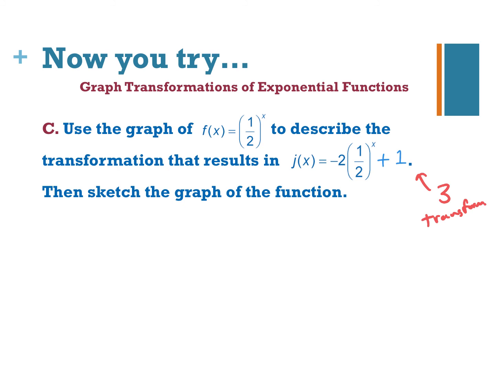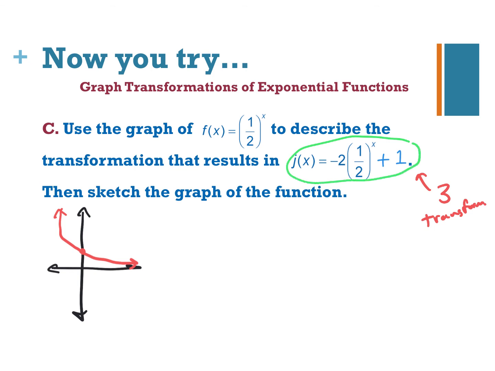So it looks like we're dealing with the same function, 1/2 to the x, right? So again, it's going to look the same as our previous problem, going through 0, 1, and it's going to look like some kind of a decay function. So the important part here is trying to describe all that's going on for j of x here.